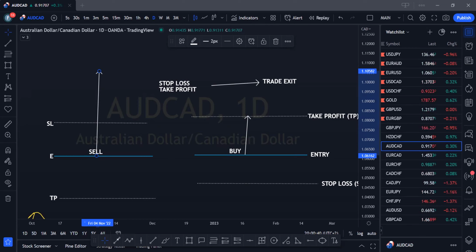So I'm going to go to MT5 right now. Let me stop this.